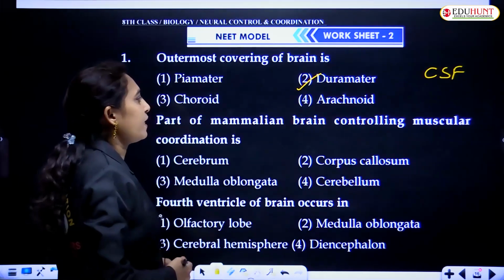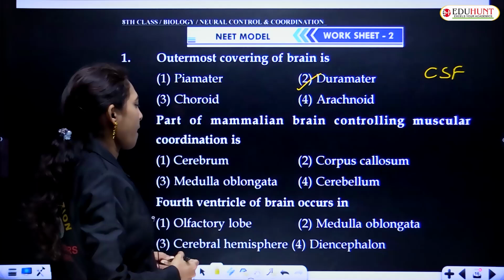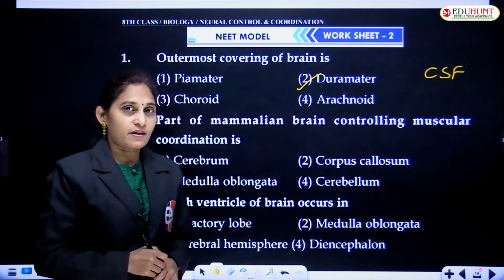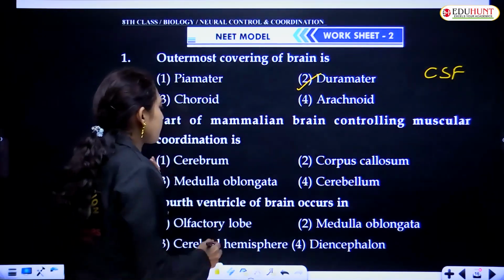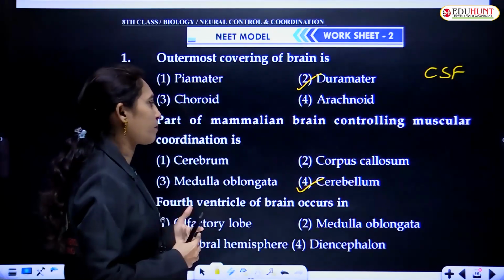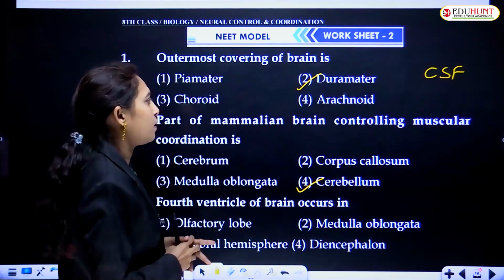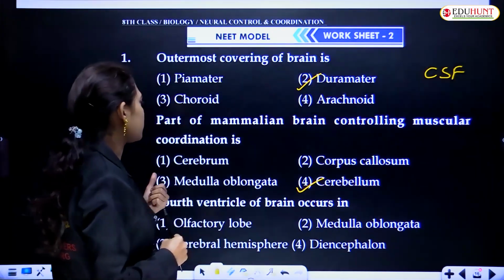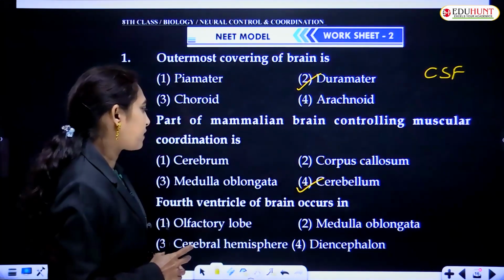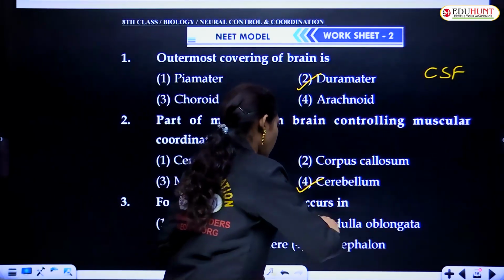Part of the mammalian brain controlling muscular coordination, which is nothing but contraction of muscles, is the cerebellum. The options were cerebrum, medulla oblongata, corpus callosum and cerebellum. Cerebellum is the control point for muscular coordination. The fourth ventricle of the brain occurs in the medulla oblongata.